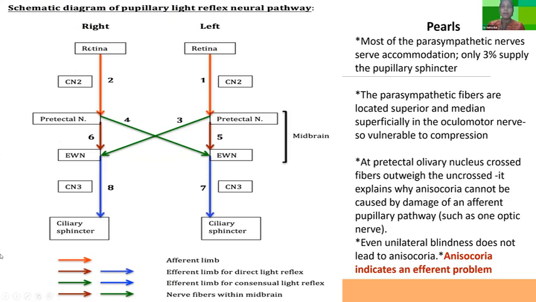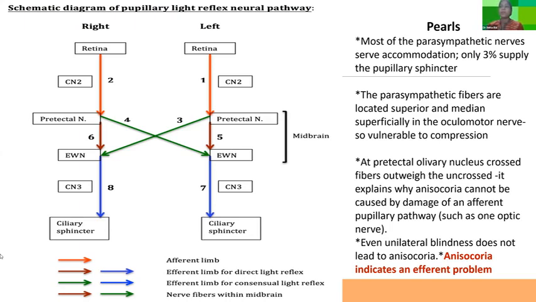Then the afferent pathway, starting from the retina, goes through the optic nerve, the chiasma, the optic tract, and ultimately reaches the pretectal nucleus. At the pretectal nucleus, the crossed fibers outweigh the uncrossed fibers. And this explains why anisocoria cannot be caused by damage to an afferent pupillary pathway.